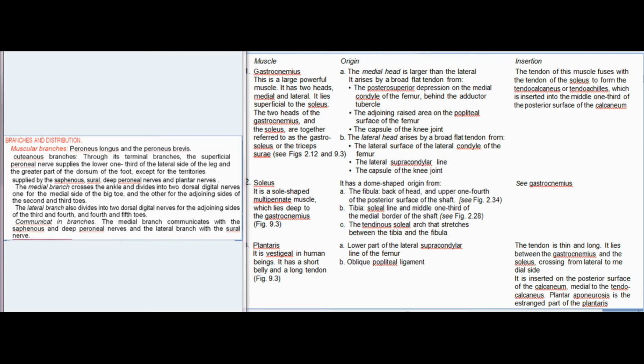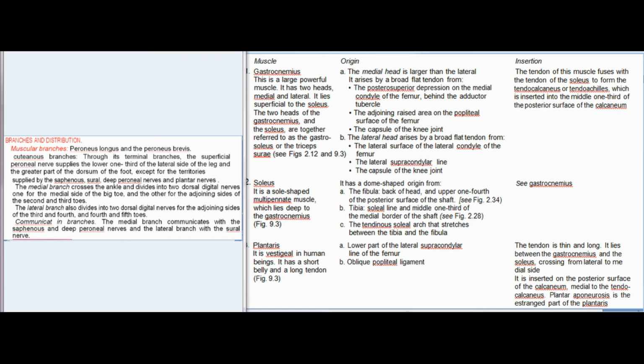The medial branch crosses the ankle and divides into two dorsal digital nerves, one for the medial side of the big toe, and the other for the adjoining sides of the second and third toes. The lateral branch also divides into two dorsal digital nerves for the adjoining sides of the third, fourth and fifth toes.